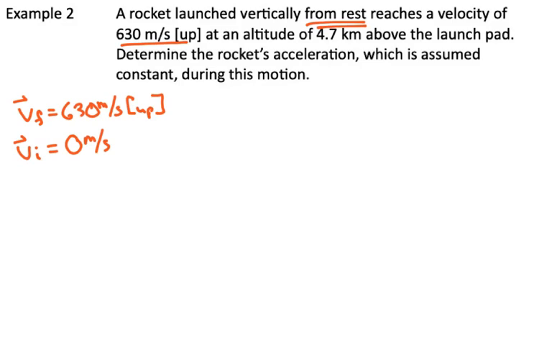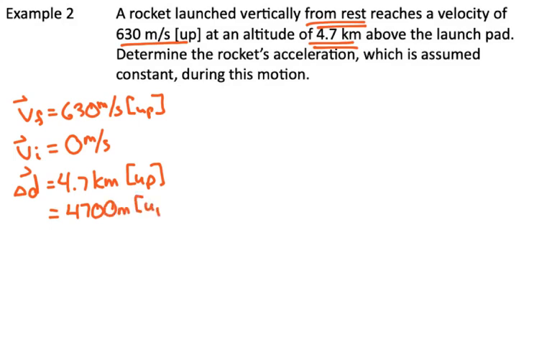Going back into what we know, it gets to an altitude of 4.7 kilometers. That is its displacement. And obviously that is up. Now before we move on, we cannot deal with kilometers in a calculation. We need standard scientific units of meters. So we multiply that by 1,000, meaning this is 4,700 meters up.